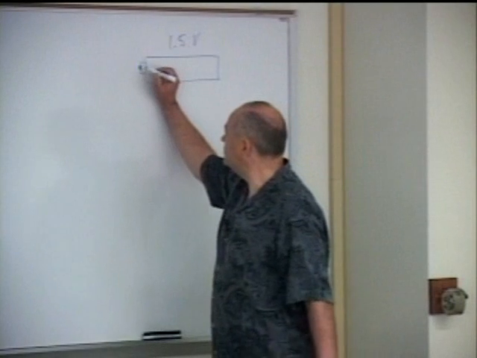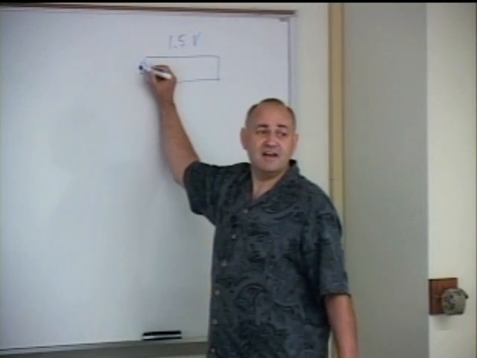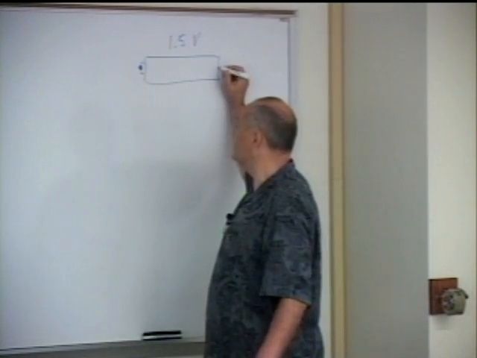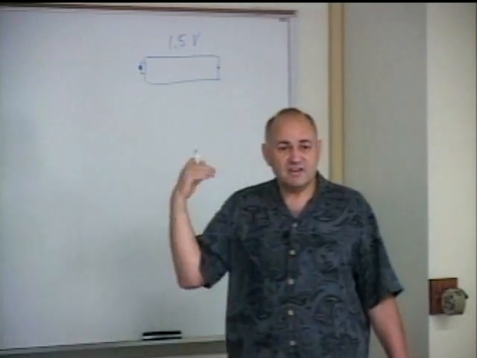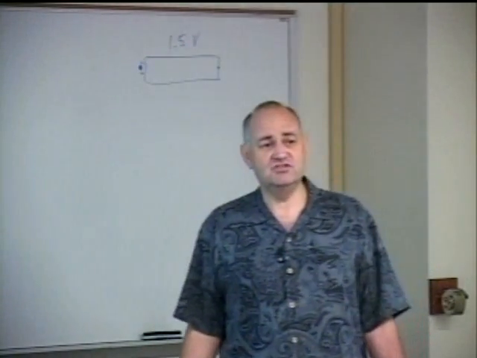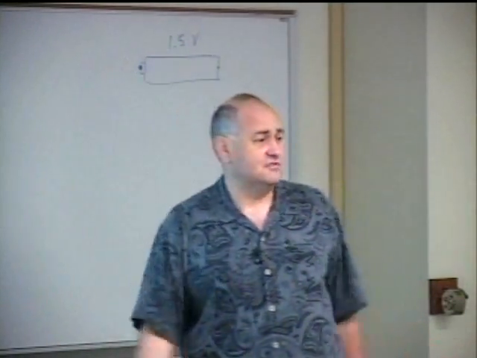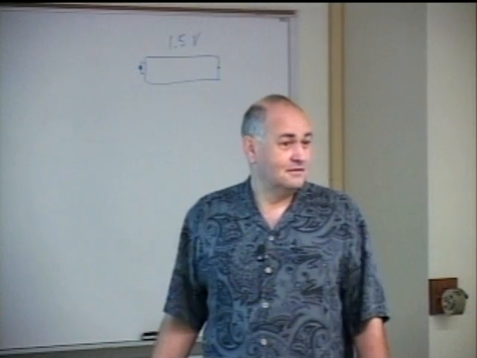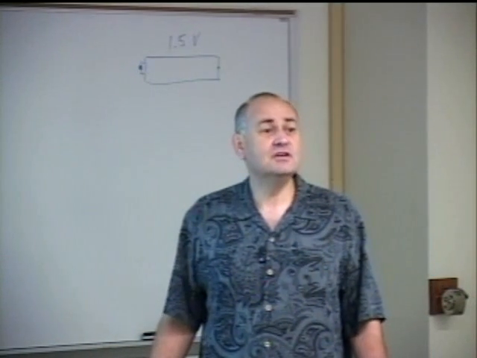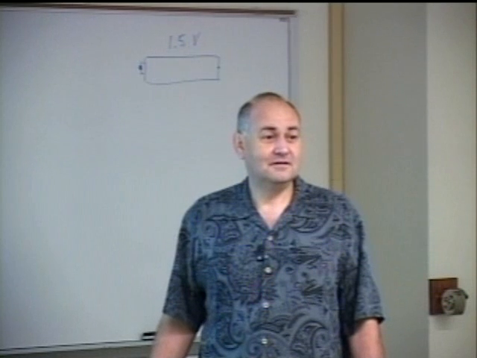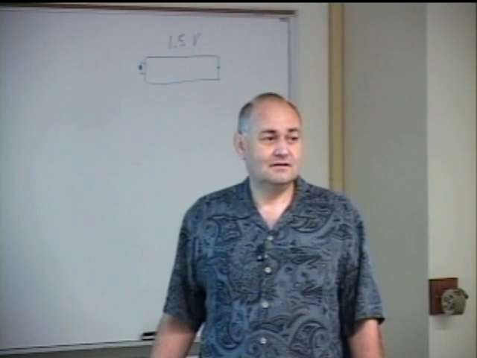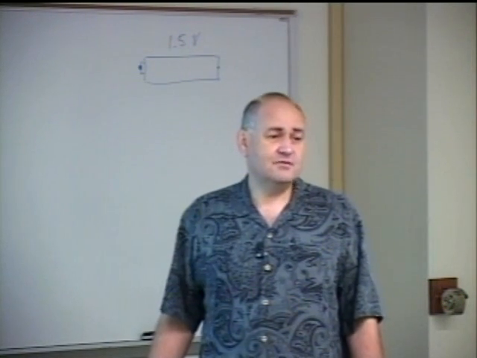So let's say that the potential here is 1.5 volts higher than on this side. What current is going to flow in the resistor, in the battery now? How much? There will be no current.